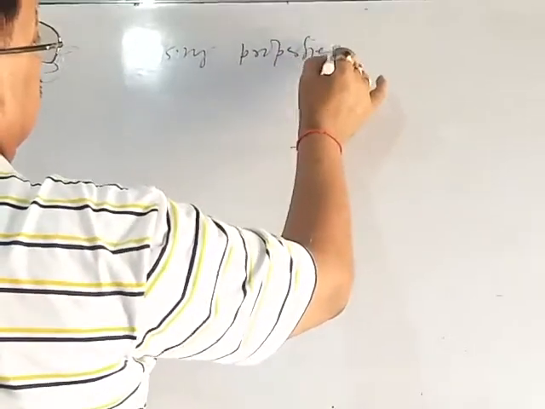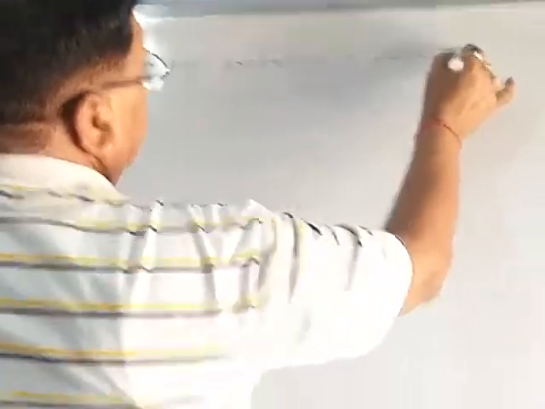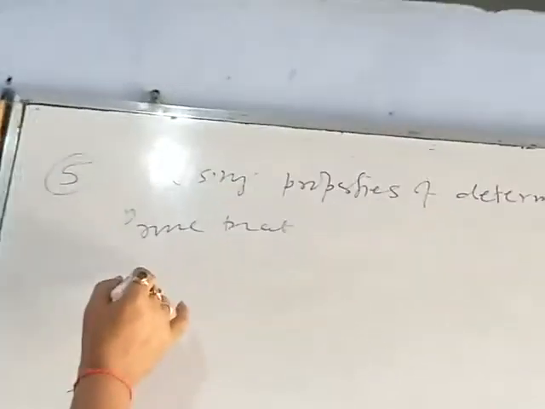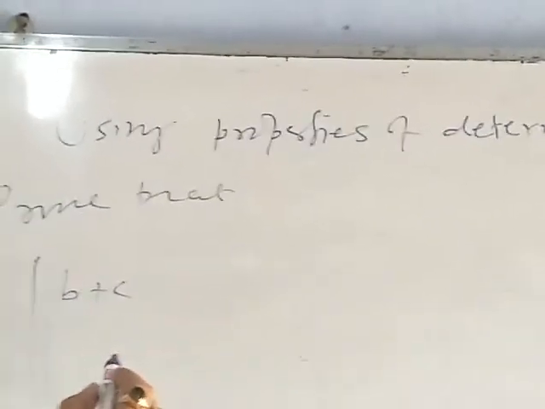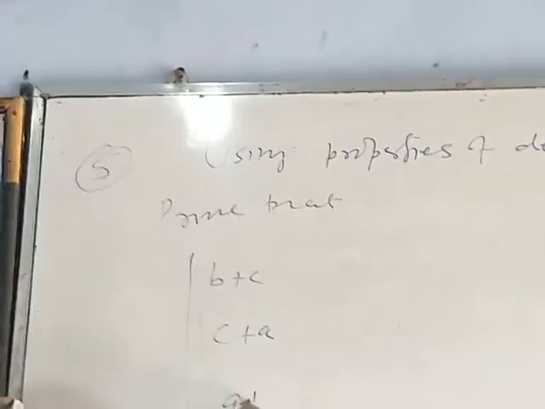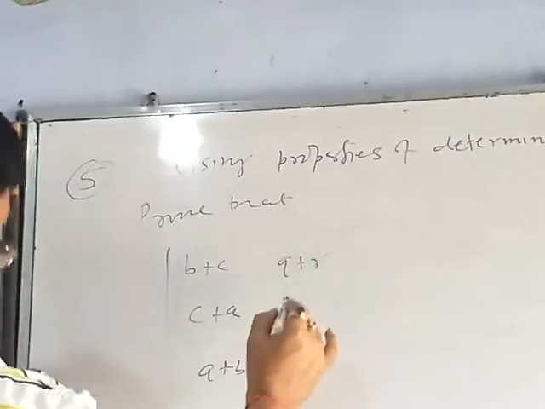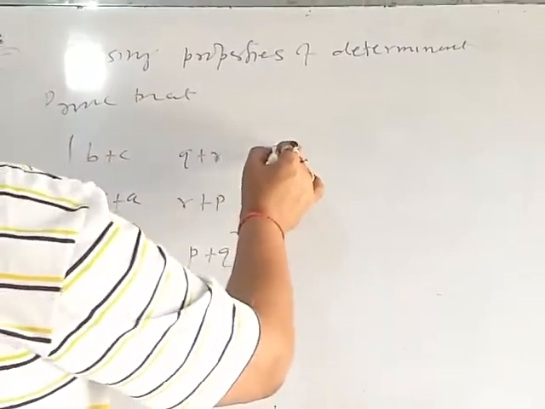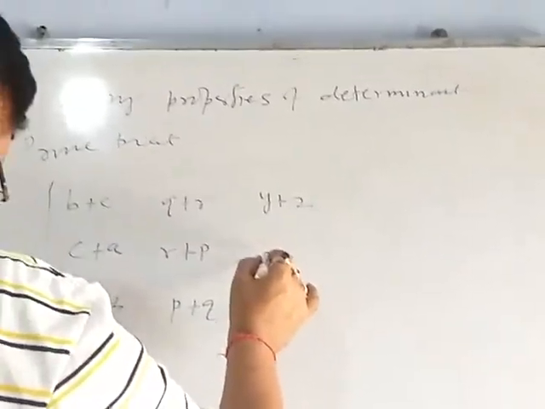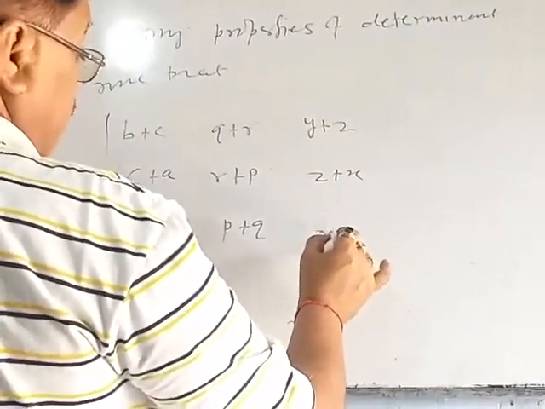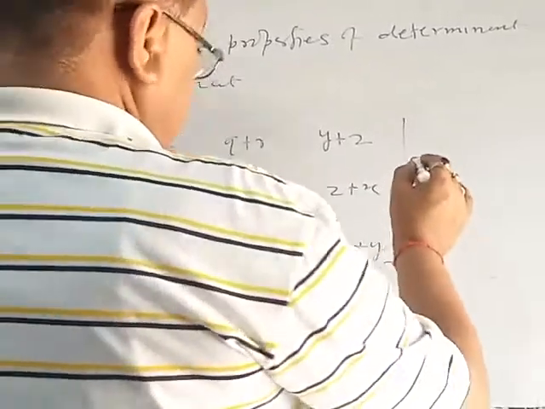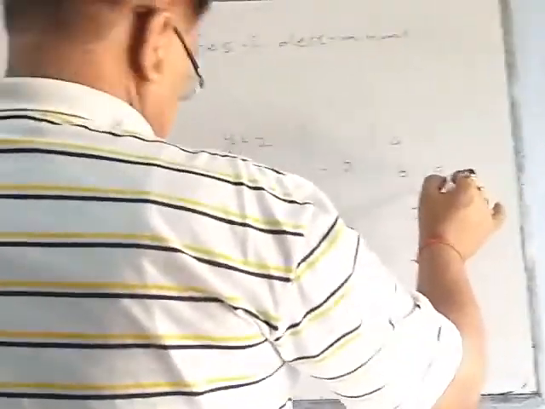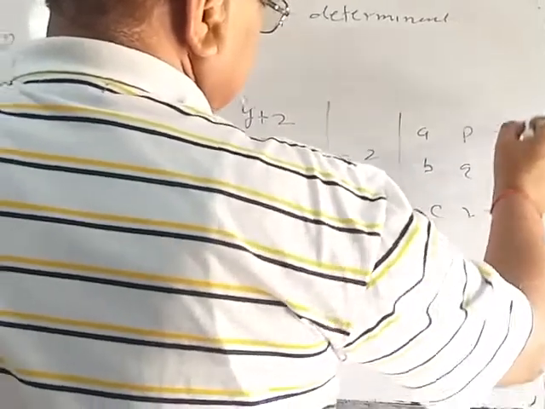Fifth question of determinant. Prove that the determinant with rows B plus C, C plus A, A plus B; Q plus R, R plus P, P plus Q; Y plus Z, Z plus X, X plus Y is equal to, we have to prove, twice the determinant with rows A, B, C; P, Q, R; X, Y, Z. This is the question.